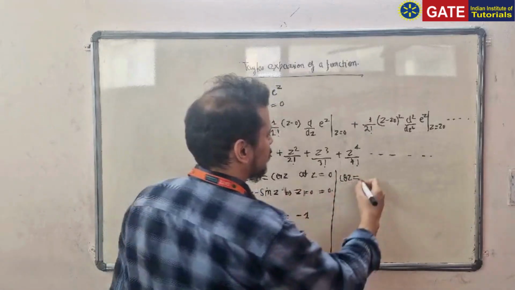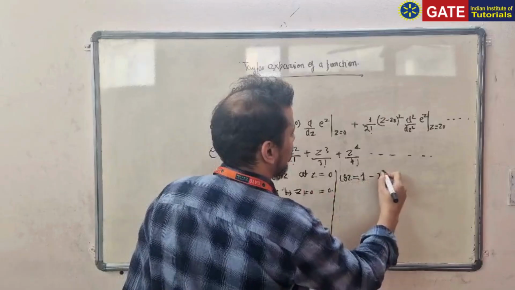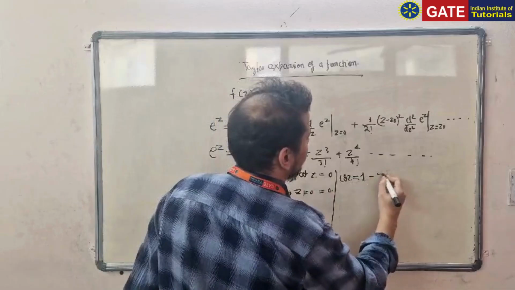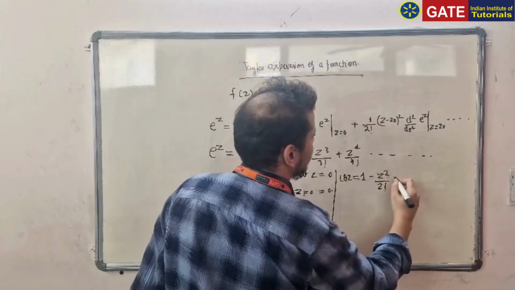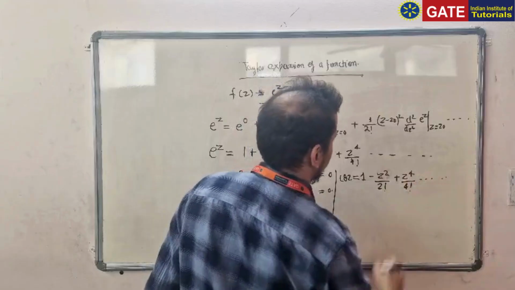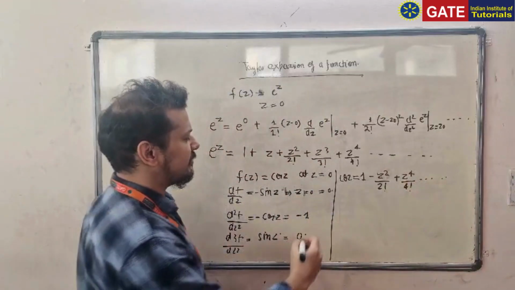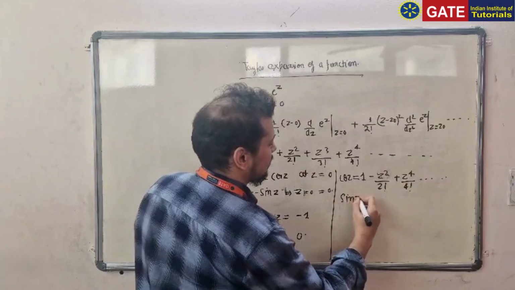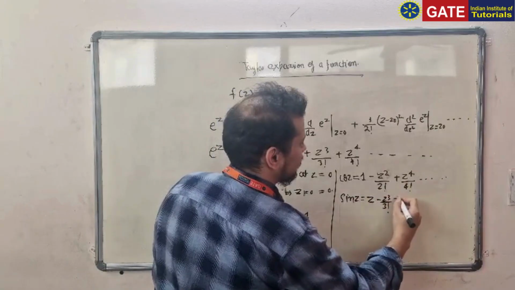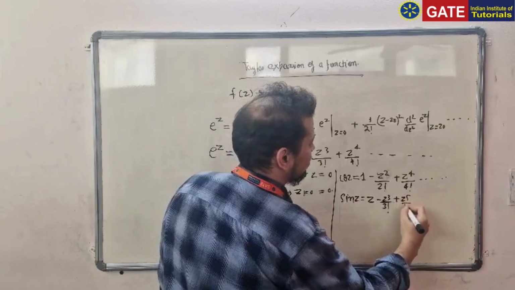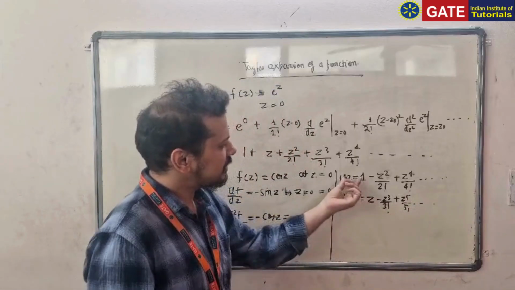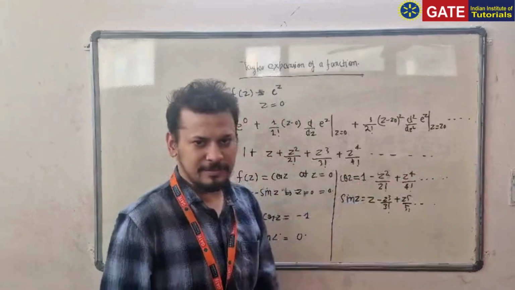So if I want to write the Taylor expansion of cos z, I will write the first term, cos 0, that is 1, minus z square by 2 factorial, plus z to the power 4 by 4 factorial, and keeps on going. Similarly, sin z will be z minus z cube by 3 factorial, plus z to the power 5 by 5 factorial, and so on. Because sin is an odd function, only odd powers come. Cos is an even function, only even powers come.